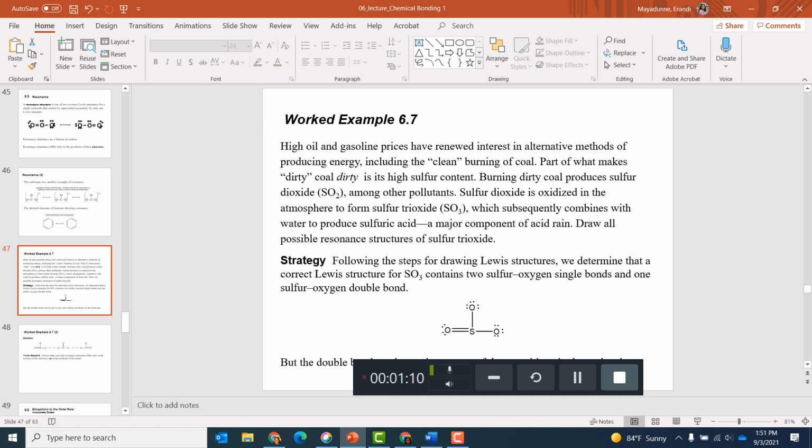So I have a question, and this is a long description. I'm going to read it from here. Sulfur dioxide is oxidized in the atmosphere to form sulfur trioxide, which subsequently combines with water to produce sulfuric acid, a major component of acid rain. Draw all the possible resonance structures. So you have to draw sulfate. So let's draw it. Why don't we draw it together?